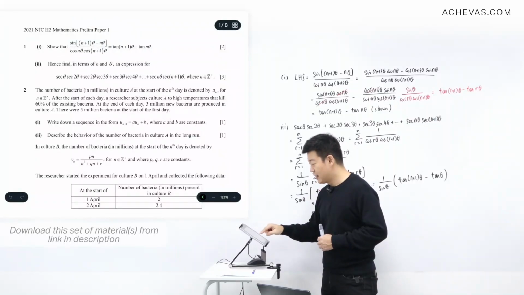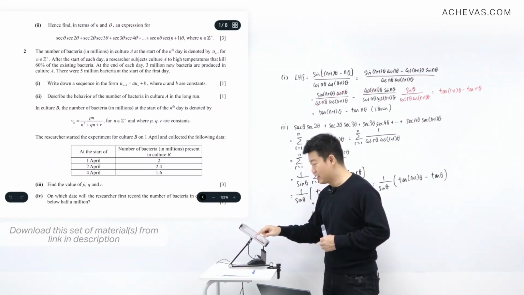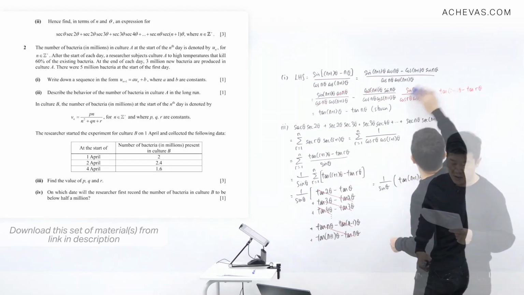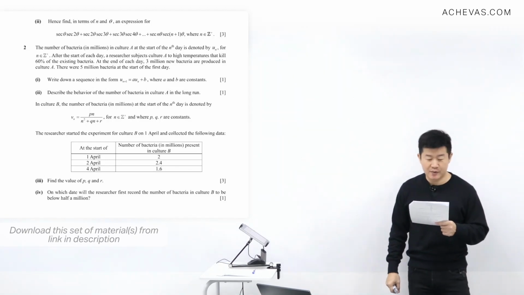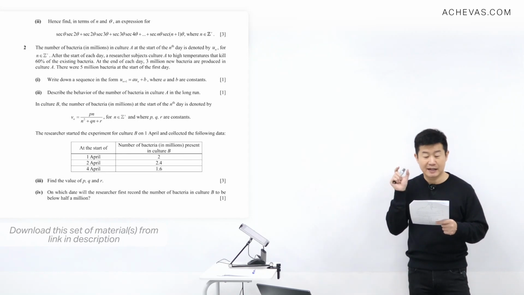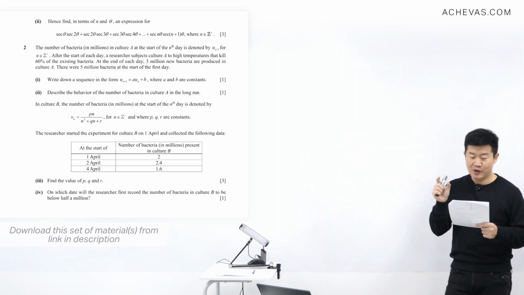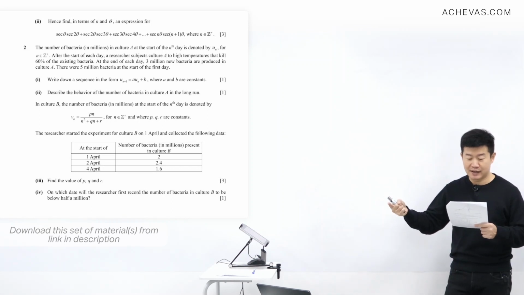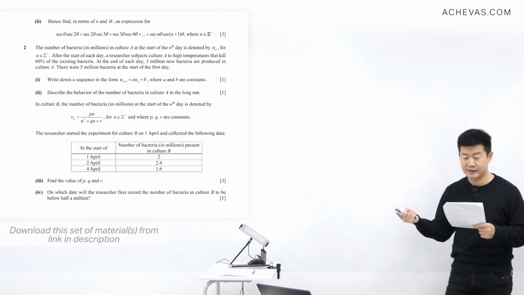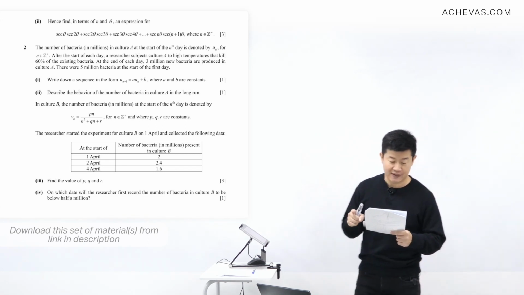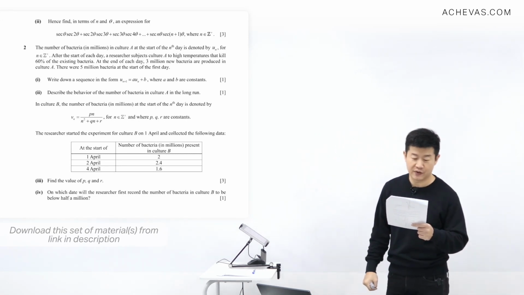Let's continue. Let's take a look at question number 2. Okay, a slightly long question. In question number 2, the number of bacteria in millions. I think this is an important piece of information that we need to take note of, because subsequently the question says that the number of bacteria in millions in culture A at the start of the nth day is denoted by U_n. So please take note, U_n is in millions, for n to be all positive integers.